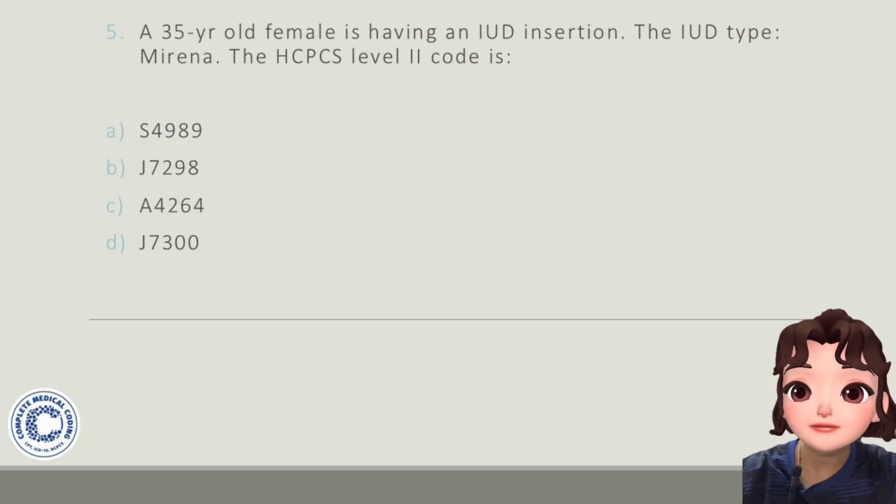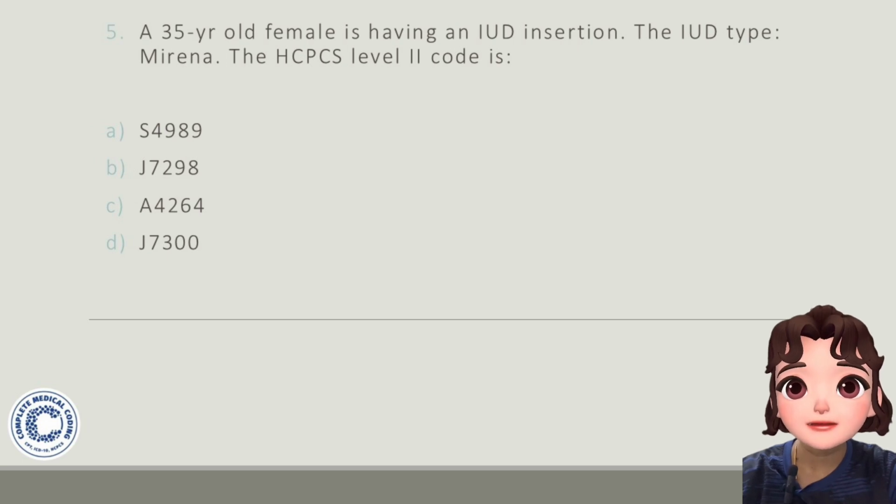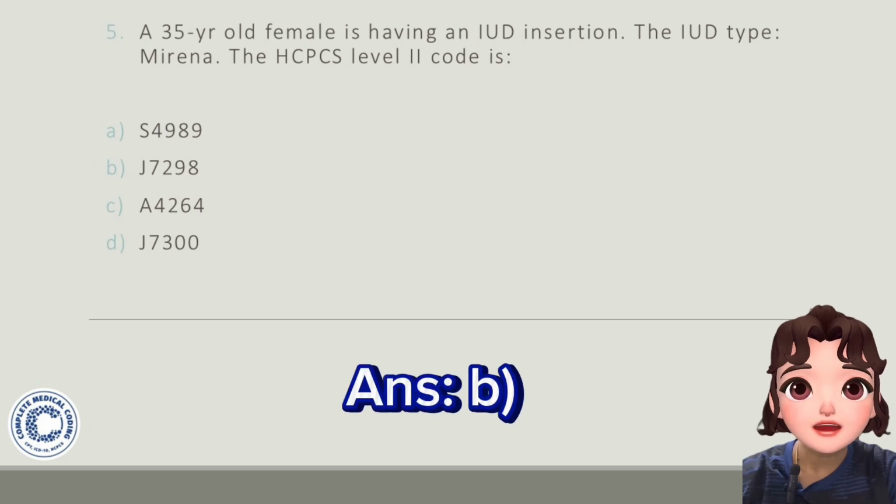S4989. S4989 represents contraceptive intrauterine device, for example, Progestasert IUD, including implants and supplies. No. What is option B? Option B, J7298. What is J7298? It represents levonorgestrel-releasing intrauterine contraceptive system, Mirena, 52 mg. So we got Mirena as the IUD type. So our correct answer will be option B.